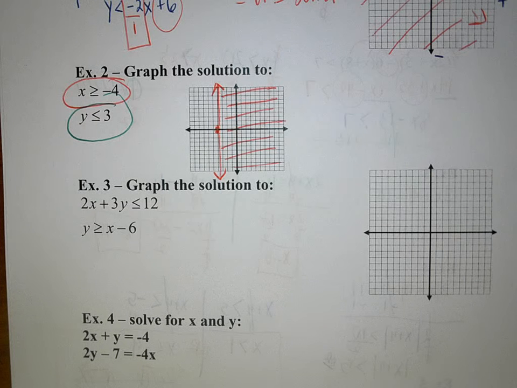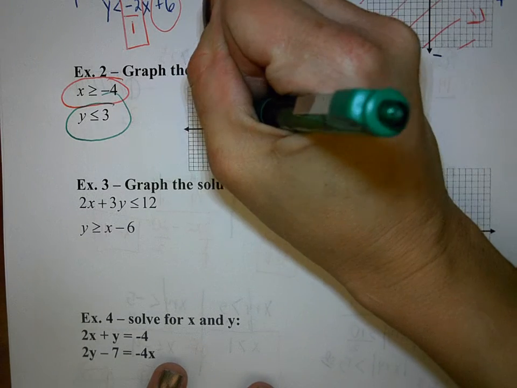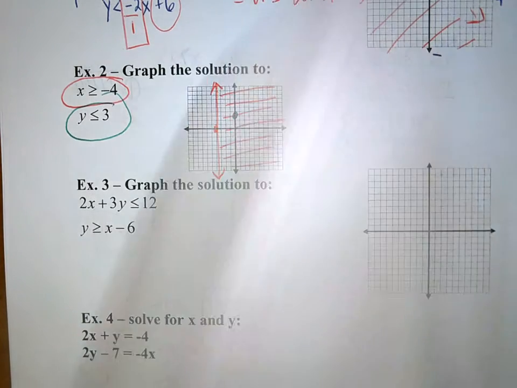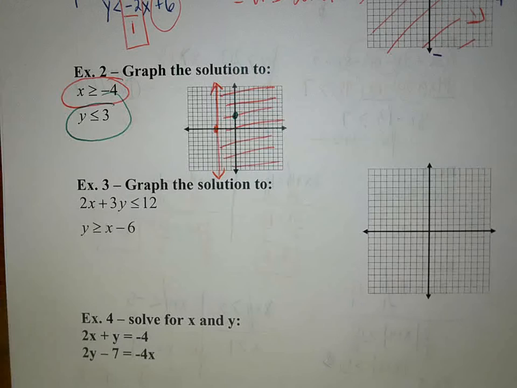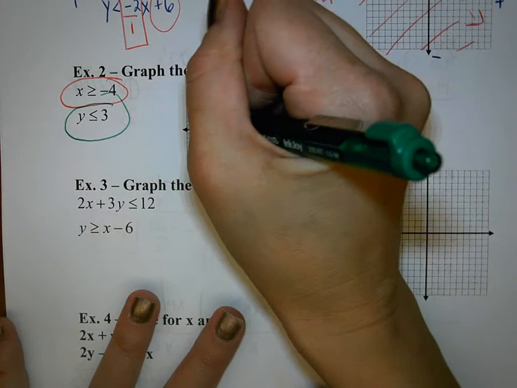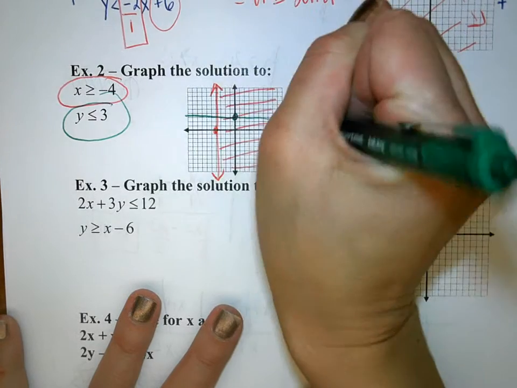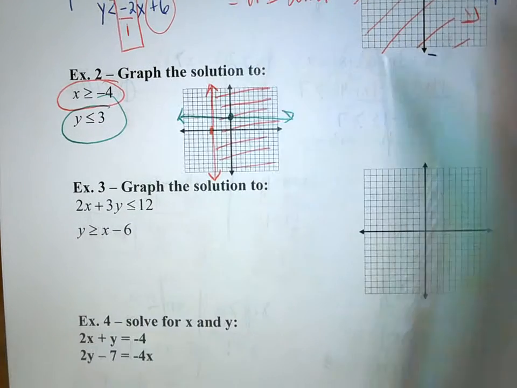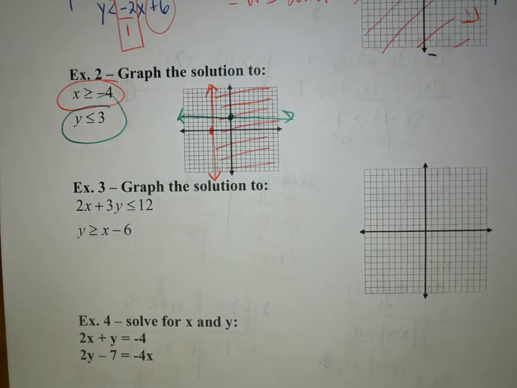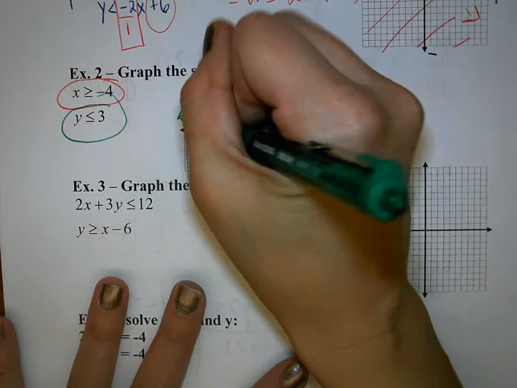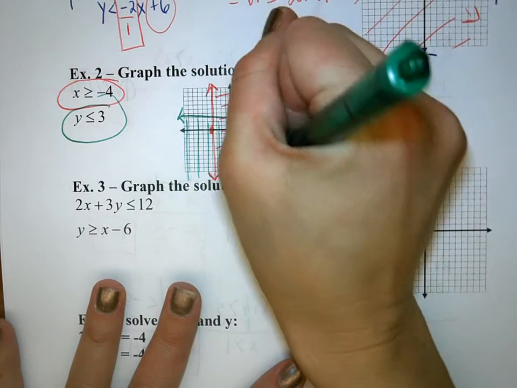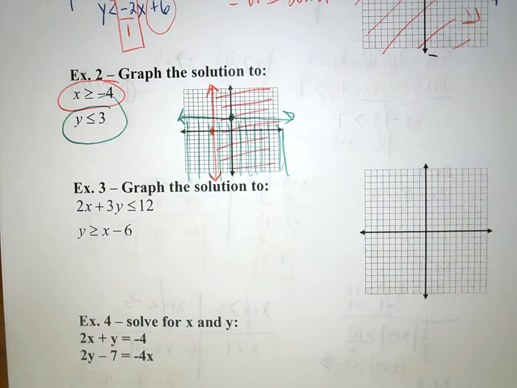Okay, so now for the y is less than or equal to 3, where will I go? Good, up 3. 1, 2, 3. And will this be solid or dotted? Solid. And which way will it go? Horizontal. Very good, horizontal is correct. And this says less than or equal to 3, where will I go? Down. Very good, down is correct. Less than is down. Do we see where they overlap?